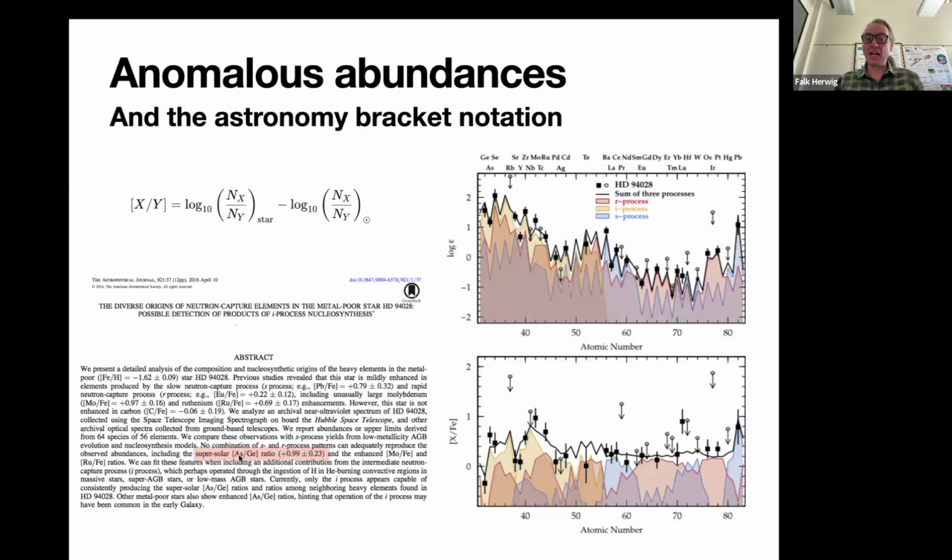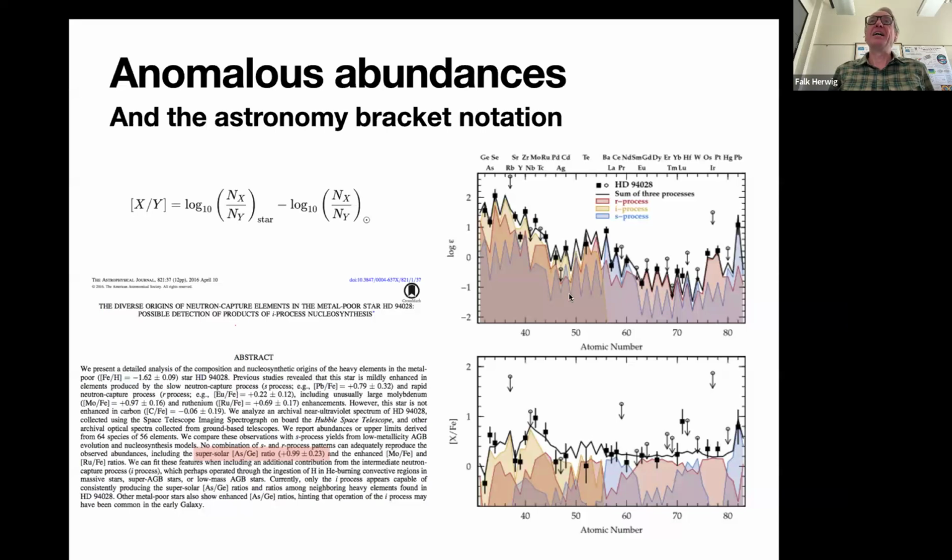This must mean that something unusual has happened, something that does not happen all the time, because if it would happen all the time, the sun would have that ratio. So the bracket notation here really picks out something that is unusual. And in this paper, it turns out we interpreted it with something that we will look at in more detail in the following slides. It's called the intermediate process, and we'll get to what that means. But you understand now what anomalous abundances are.